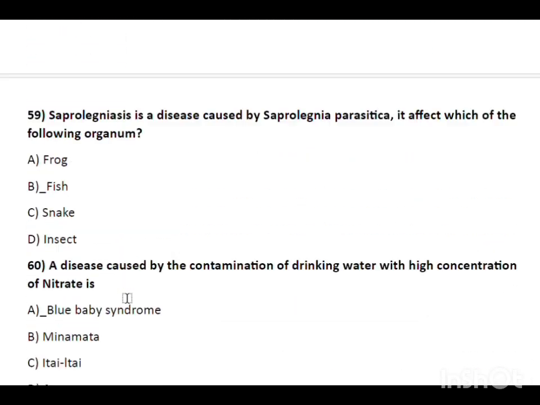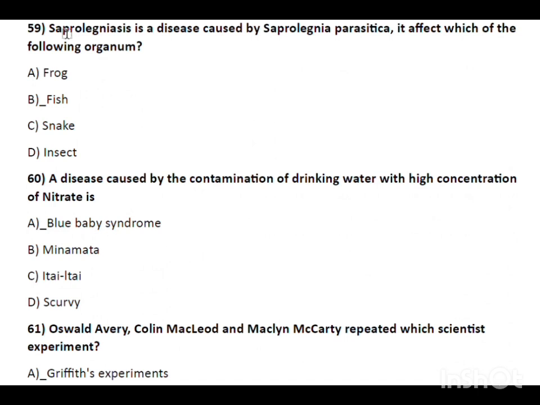Then question number 59. Saprolegniasis is a disease caused by Saprolegnia parasitica. It affects which of the following organisms? Option A frog, option B fish, option C snake, option D insect. Correct answer is option B fish.